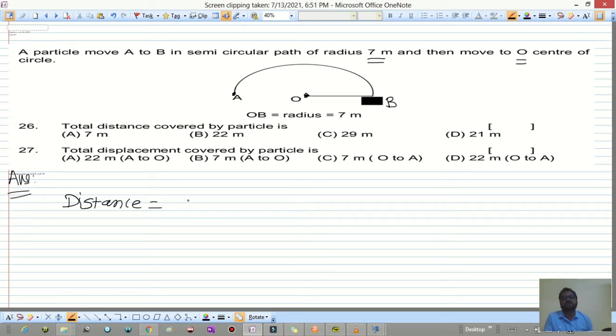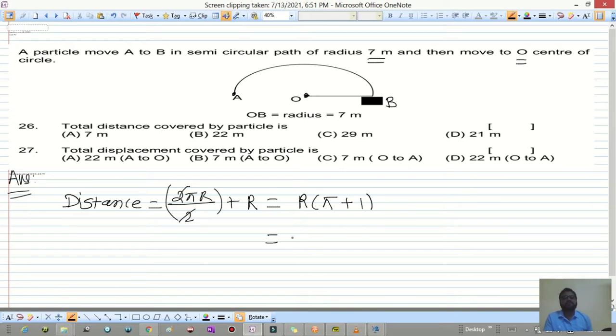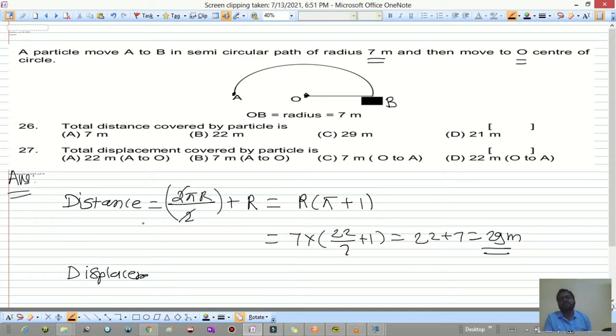So A to B is 2 pi r divided by 2, because it is half the circumference of a circle, plus whatever this is, and that is a radius r. So this 2 gets cancelled. We have r in bracket pi plus 1. So this is equal to r, which is 7, into 22 by 7 plus 1, and if you just solve this, you will get 22 plus 7, and that is 29 meter. What about the displacement? Displacement we have is initial position divided by displacement.